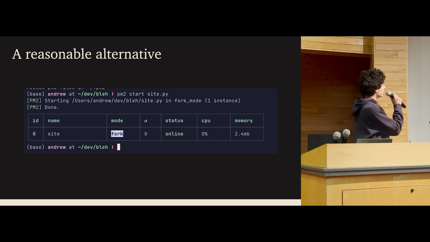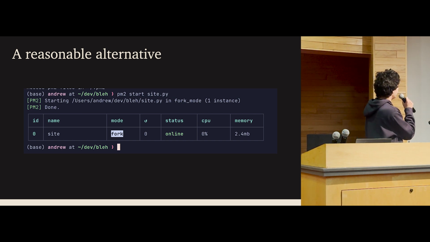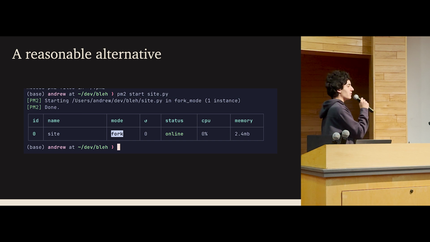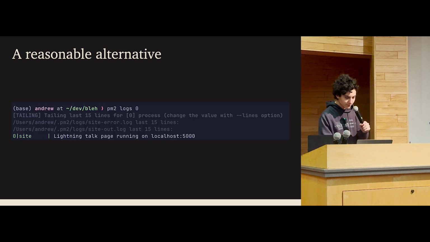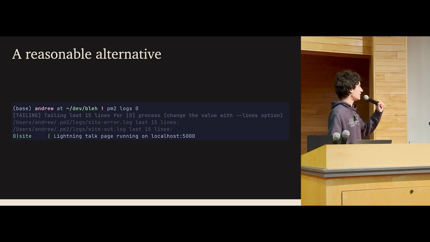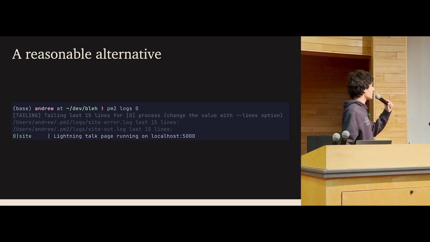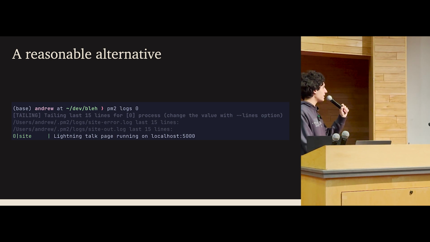So all you have to do is just do PM2 start and the name of a file, and it'll run it. And you don't have to open a screen session. You don't have to detach from anything. It's just right there. If you want to look at the logs of it, you can just run a command. There are commands for pretty much everything. I think there's a web interface for it.